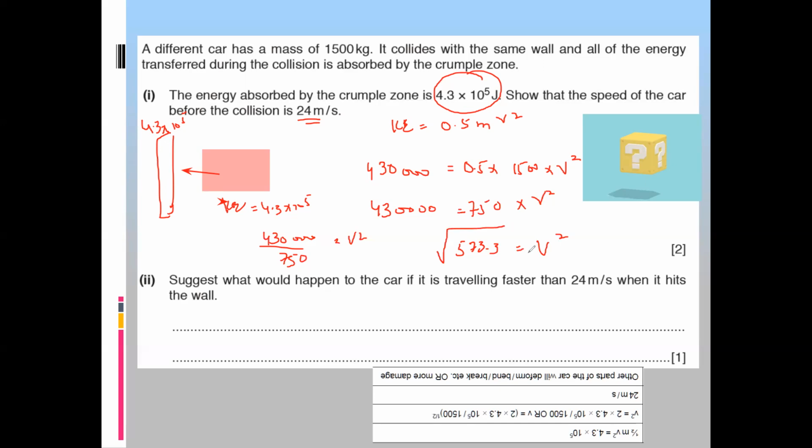So at the last step, we take the square root. What is the square root of 573? It is approximately 23.9, which is 24. So 23.9 meters per second. Is it clear, the first part?